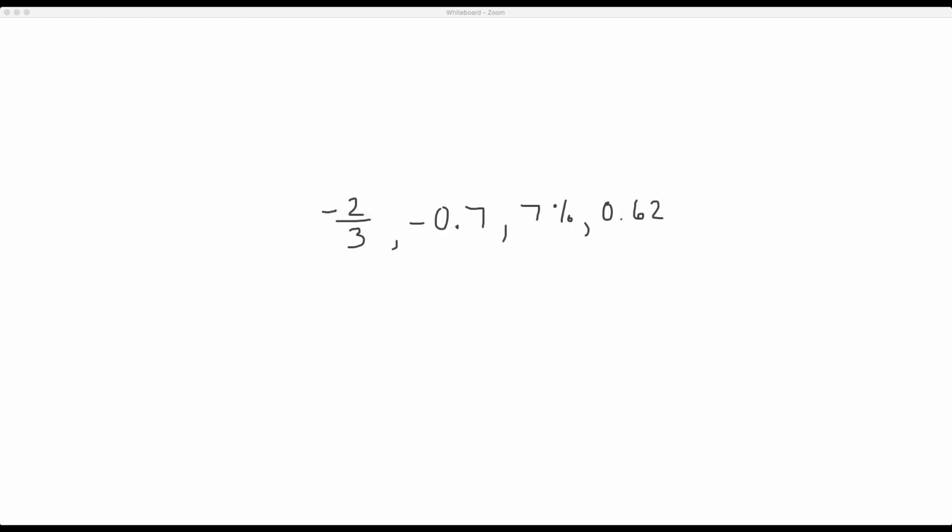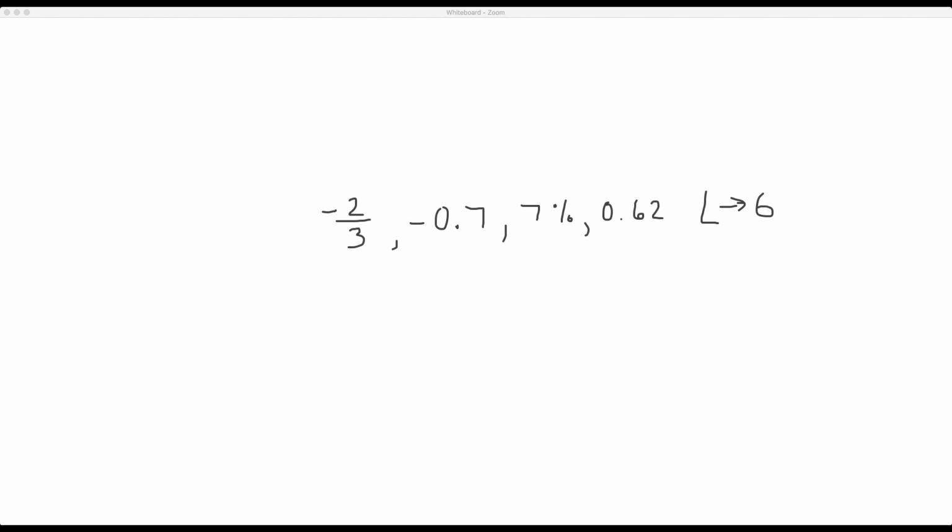All right, and then one last example. Let's just say you had -2/3, -0.7, 7%, and 0.62. And you were asked to put these in order from least to greatest. So least to greatest, okay.